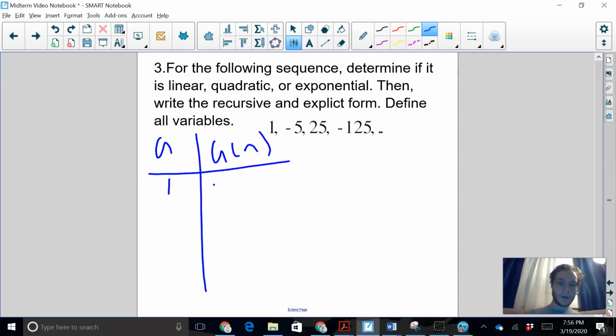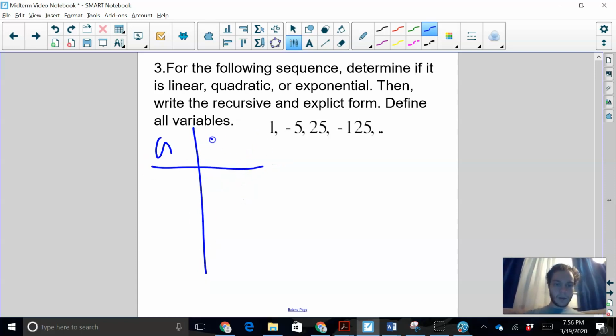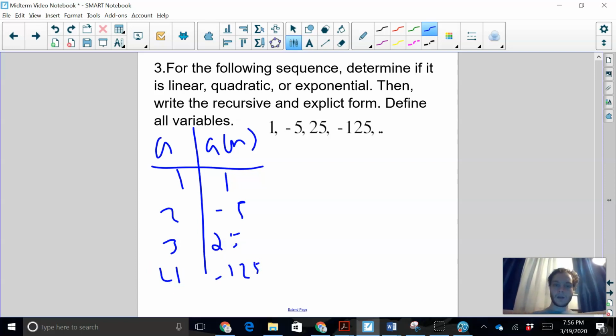Oops, I'm sorry. It's actually 1, 1, 2, -5, 3, 25, and 4, -125. So let's look again.